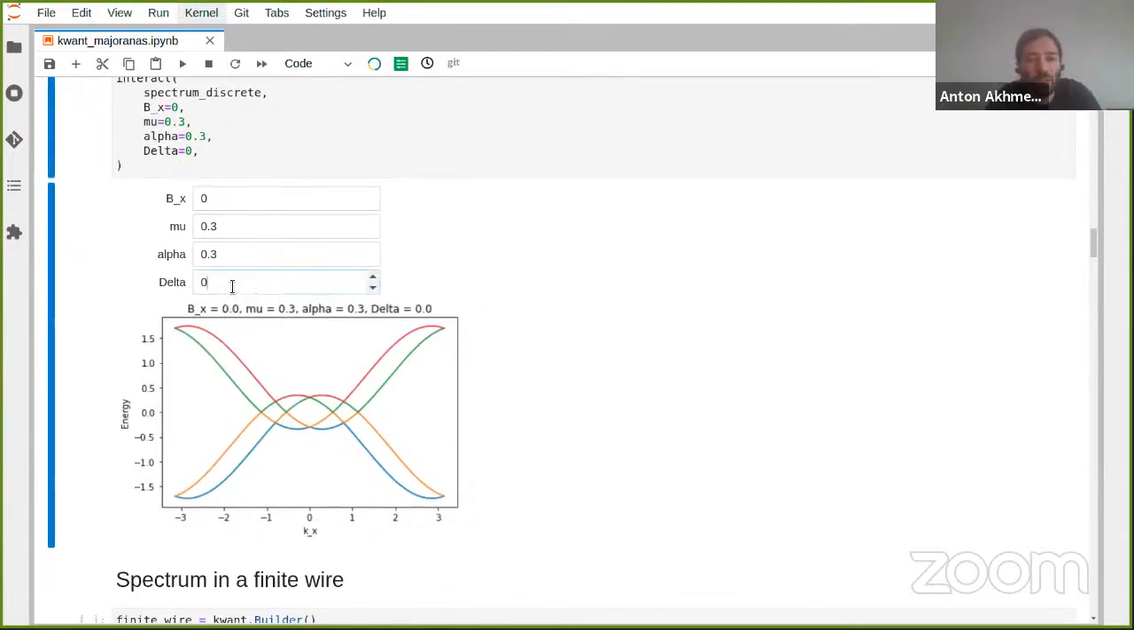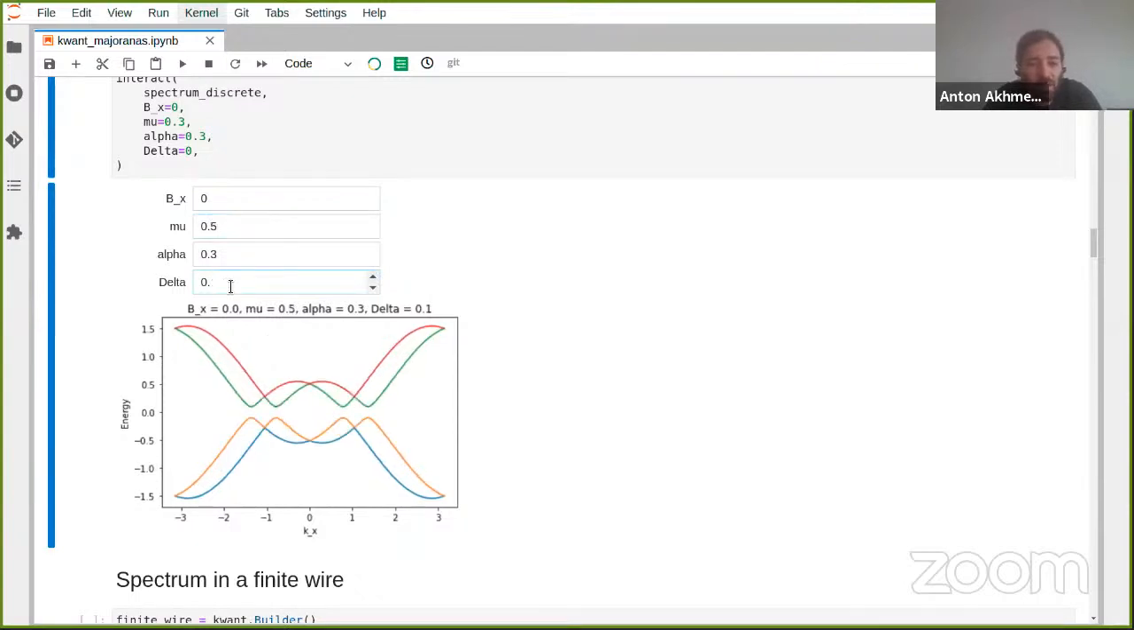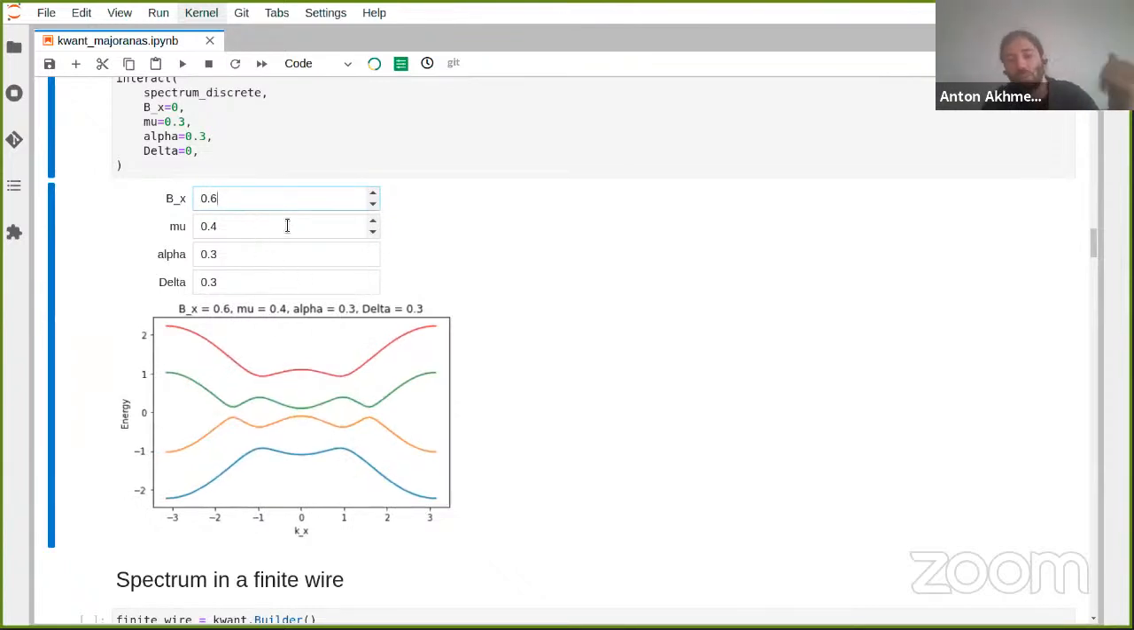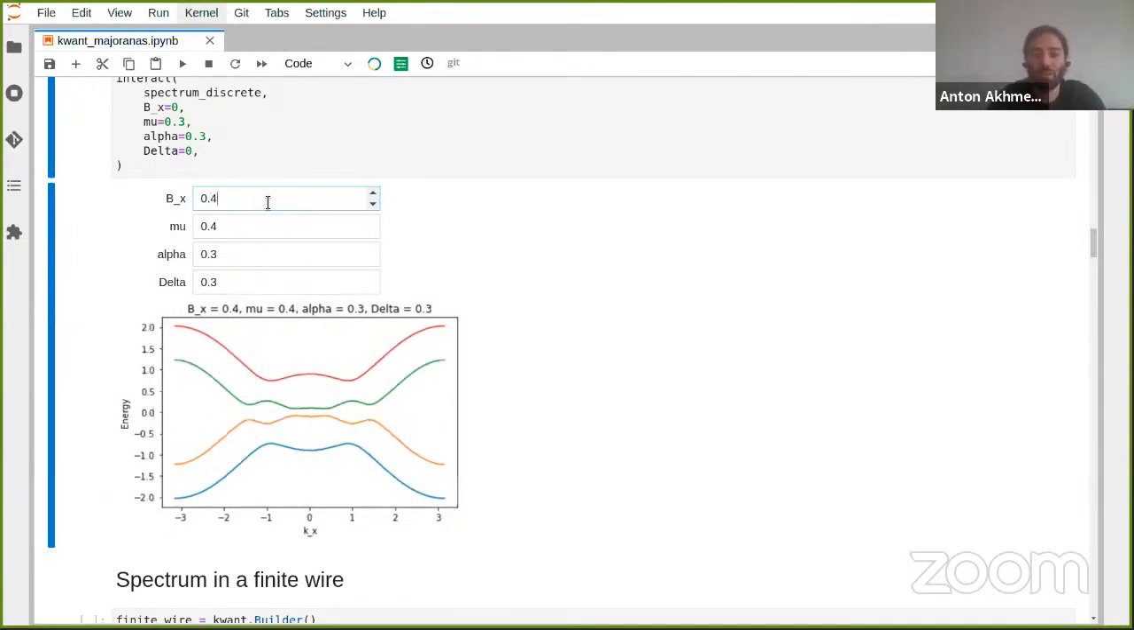So first of all, if we turn on the superconducting pairing, everything works. We can use nice numbers that give a nice value when squared together. So 0.3 and 0.4 together, the square root of these is 0.5. We see we are exactly at the point of topological transition. If we take a higher magnetic field, we should be in a topological phase. If we take a lower magnetic field, we should be in a trivial phase.